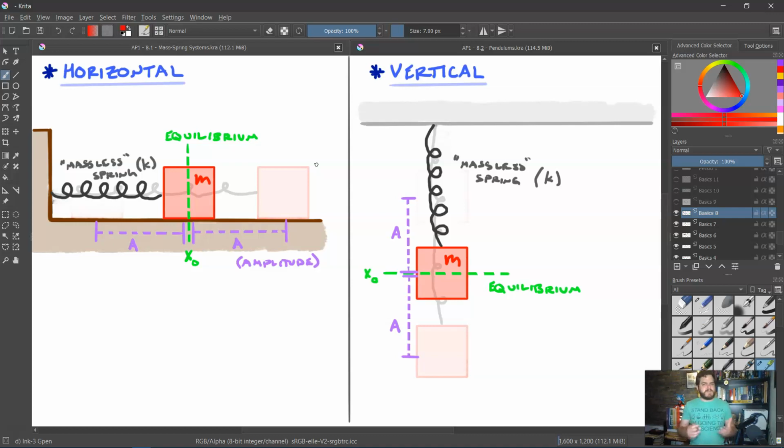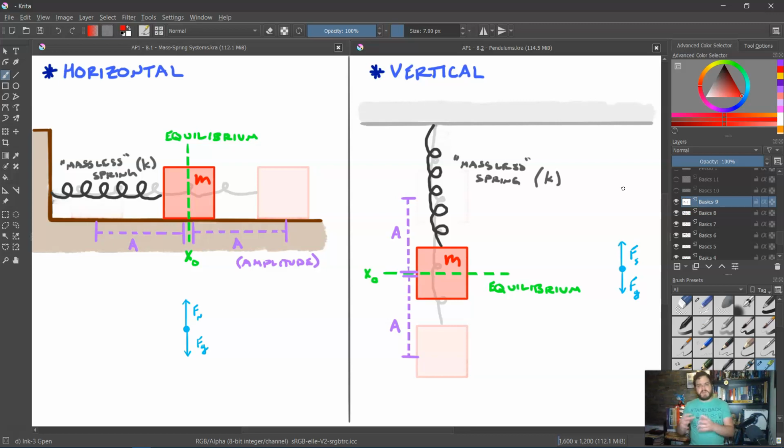Alright, but let's go ahead and take the time to also look at the forces on this system. So when they're at equilibrium, these forces are balanced. So on the horizontal system, we're going to have a normal force and a gravitational force balanced. On the vertical system, we actually have the spring force and the gravitational force balanced.